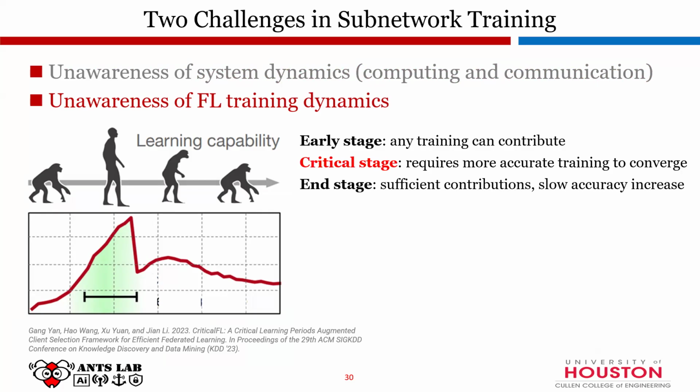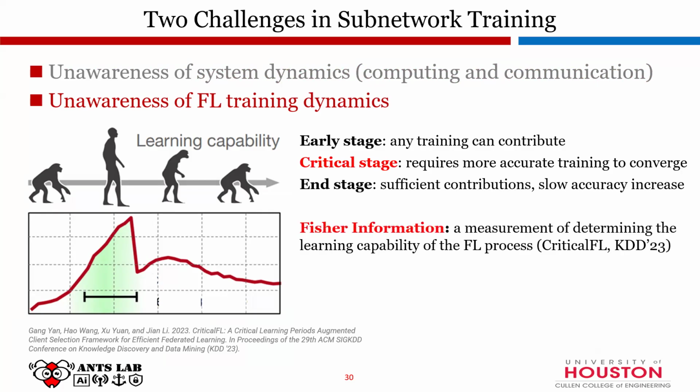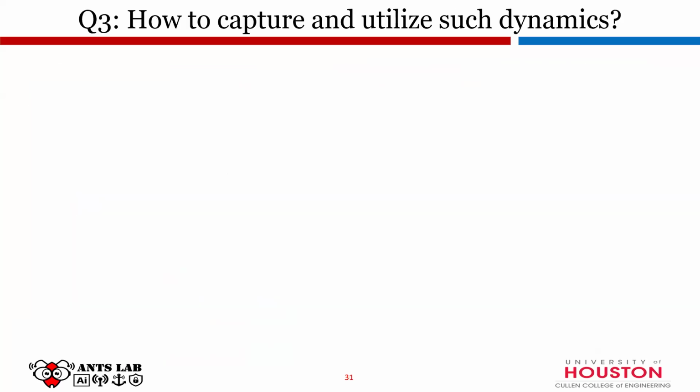This sort of scenario, we call it the Fisher information, which is a measurement for determining the learning capability of the learning process. Namely, if the Fisher information is higher, that means your training is going to be more efficient during that time. So the question is, how do we utilize such information? Yes, so that follows up with question 3: how to capture and utilize those dynamics.